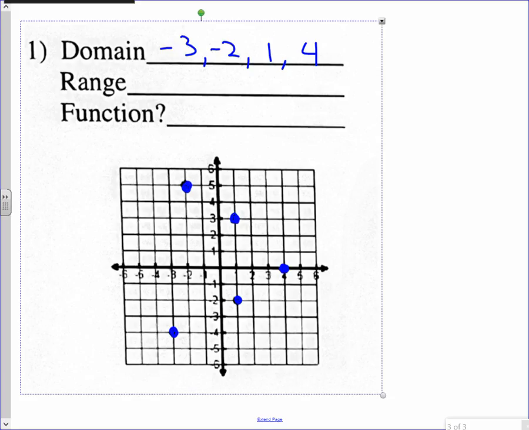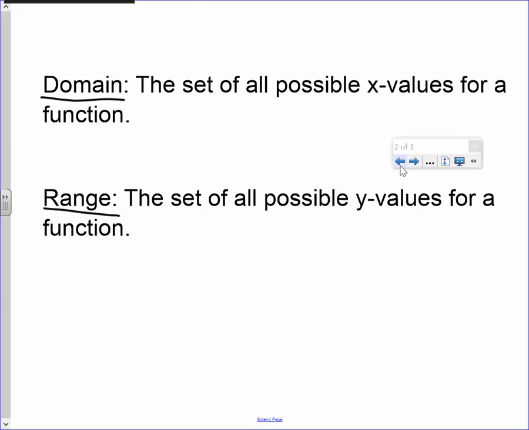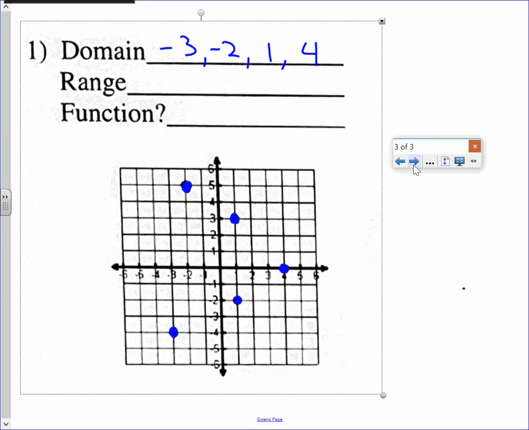How about range? We just defined range as the set of all possible y values, huh? The set of all possible y values at the bottom of your paper. So now I'm looking at the y-axis from least to greatest. Right, -4. Exactly, -2. You guys with me? How about right here? 0.